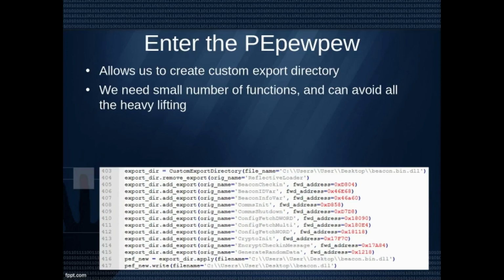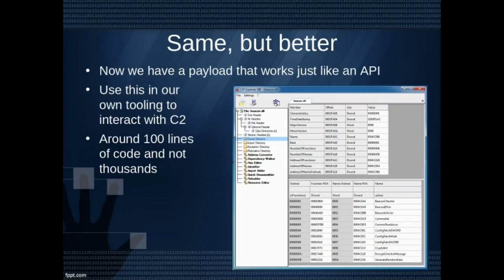So what I did is I took all of these functions or variables and I gave them names. This is a tool I created called PEpewpew, and it'll take a malicious implant, craft a new export directory for it, and give it the names that we specify. So luckily, to check into the C2 server, we don't need to reverse a lot of the application, and the existing code will do all the heavy lifting for us.